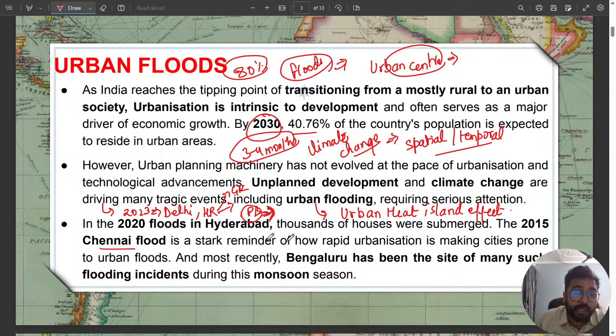Then Chennai and Bangalore, these two cities are facing urban floods almost every year. The reason is haphazard or rapid urbanization in both the cities. So you can quote the example of the 2015 Chennai flood. Even last year Chennai was under flooding, Bangalore was under flooding, many parts of Kerala were under flooding. So you can quote all these examples.